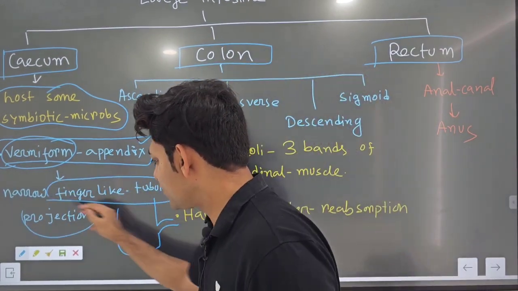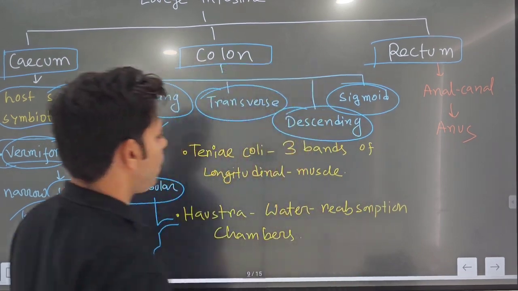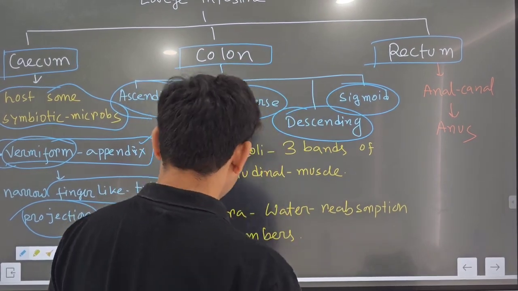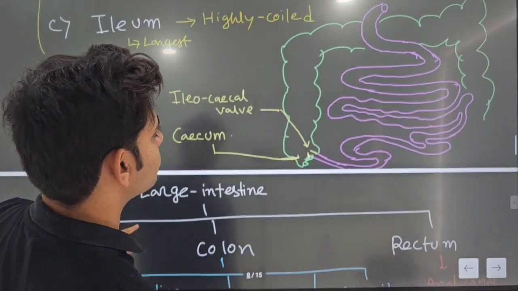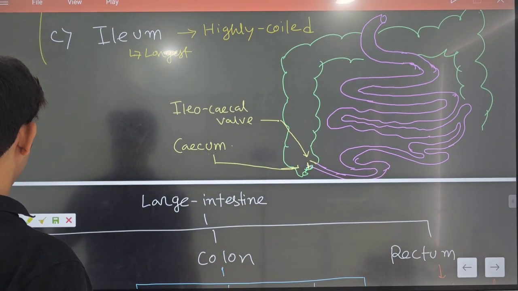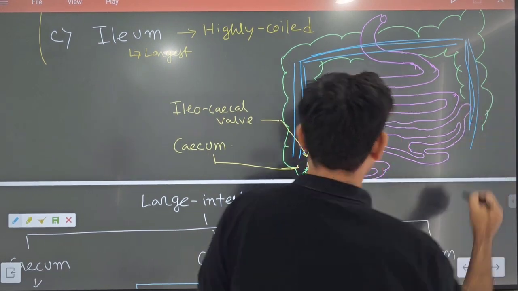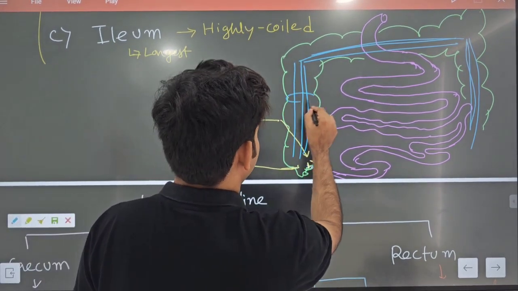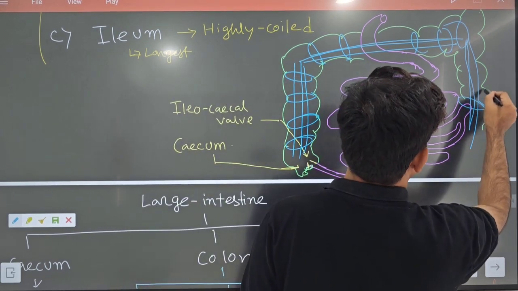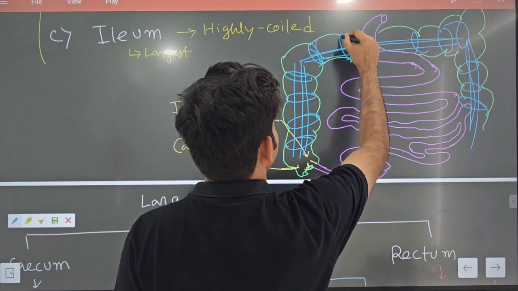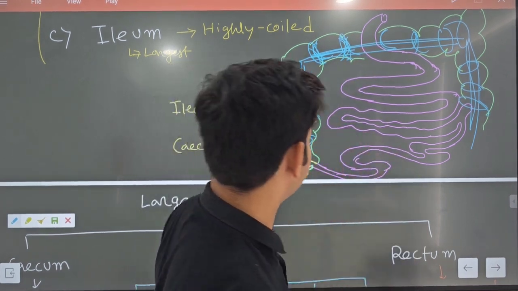Narrow finger-like tubular projection. Now the colon has parts: ascending colon, transverse colon, descending colon, and sigmoid colon. Okay, now if you check the colon, three bands of longitudinal muscles are present. These three bands of longitudinal muscles are called taenia coli. And haustra, the absorption and reabsorption units of water. Haustra will be formed by the combination of this longitudinal muscle and some circular muscle. So each bag-like structure is called haustra, and each haustra is made by longitudinal muscle and circular muscle and the spongy inner skin of the large intestine.